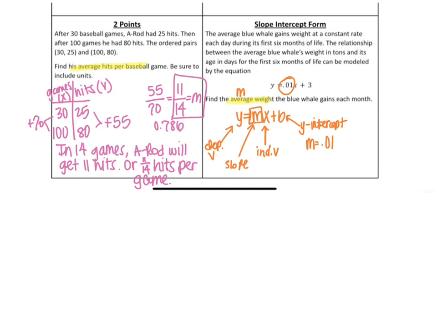Well, what does that mean in context of the problem? Let's go back and look. The relationship between the average blue whale's weight in tons and its age in days. We're looking for the average weight it gains each month. If the slope is 0.01, then that means that my whale gains, and it says weight in tons, an average of 0.01 tons per month.